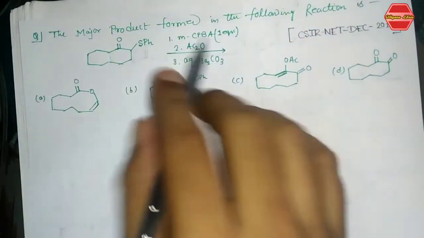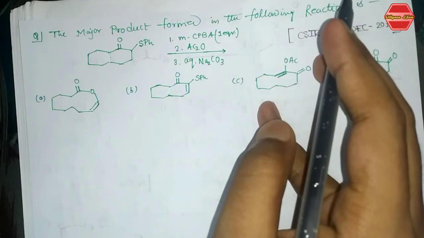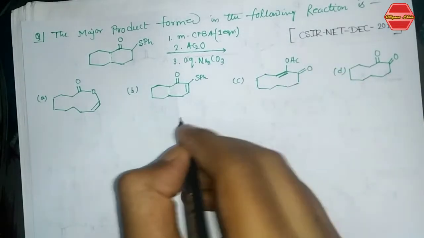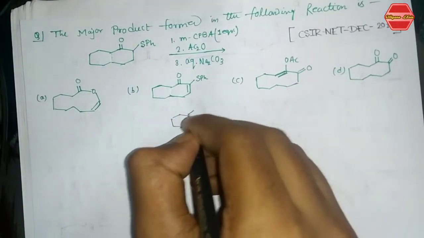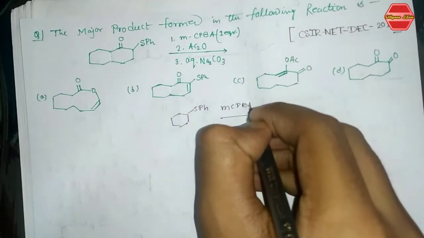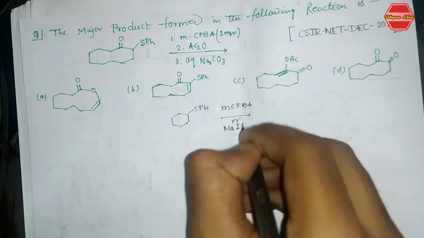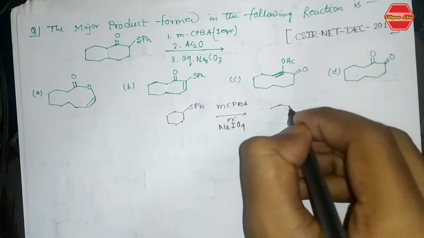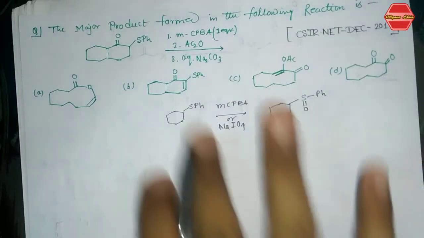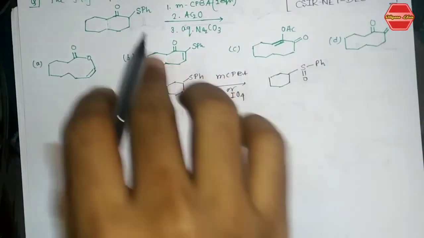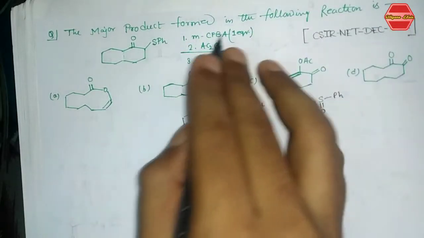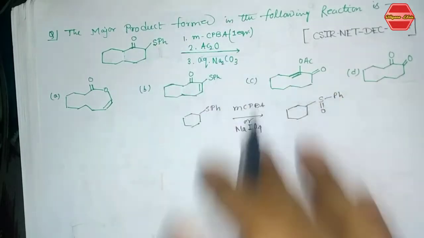Not only does metachloroperbenzoic acid form the sulfoxide bond, there is another reagent, NaIO4, which also forms the sulfoxide type of bond. I have written over here that if you have this substrate and you treat it with metachloroperbenzoic acid, or maybe NaIO4, which is also used in some different cases, then you get selectively this type of bond. So these things you have to know. Now our product has this S-Ph bond, and we know what our product will be from the sulfoxide bond.